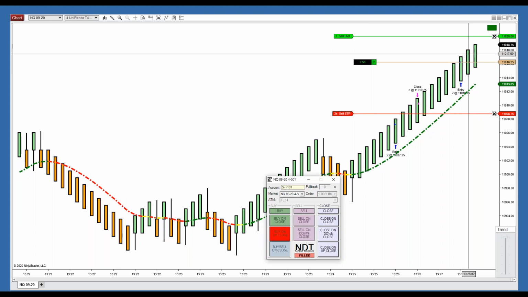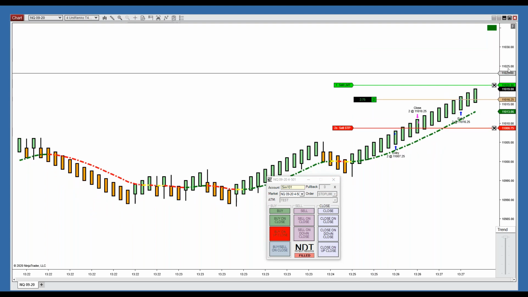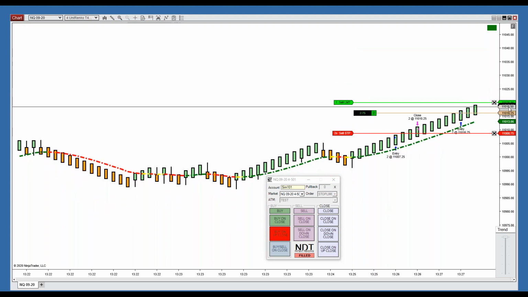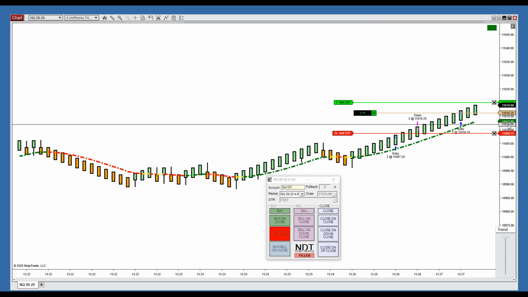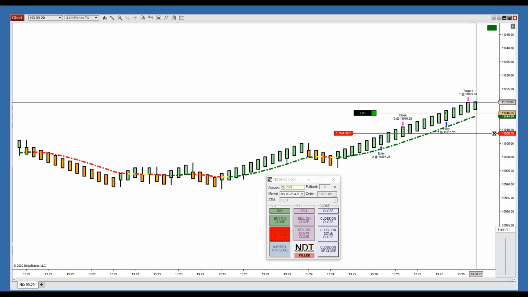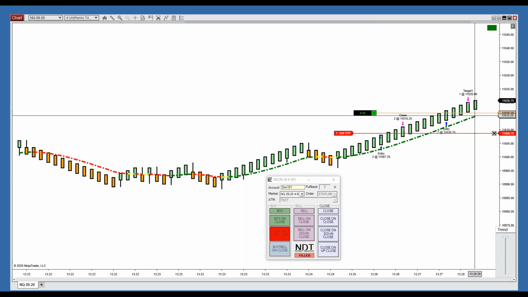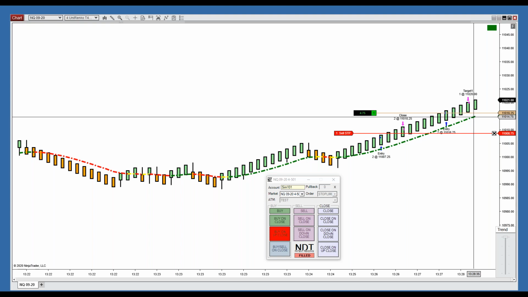We have 2 targets configured, sir. Okay. Where's target 2? Oh, it's on the runner? Okay. So now our target's filled, and we're just going to take this trade. Now this trade is going to stay in as long as this line stays green. So we're going to leave it in for a little bit.